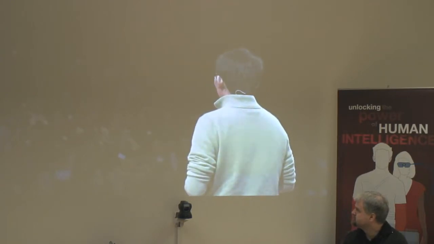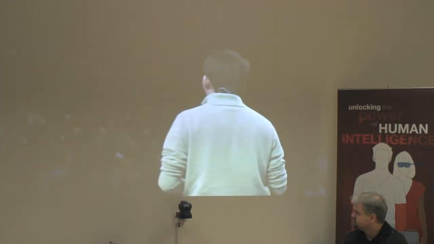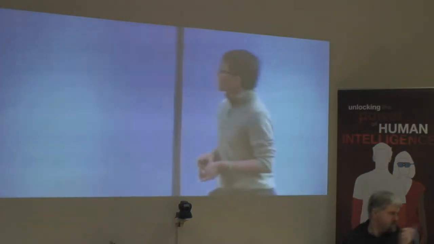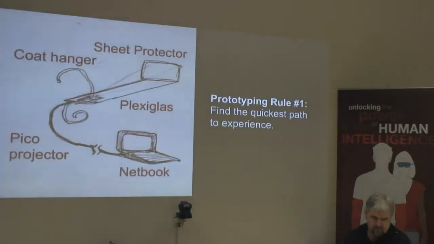Okay, a little bit on the long side. The answer is one day. And here's almost what it looks like. So basically, the magic piece is the coat hanger. The coat hanger, I bent it in a specific shape, and the top loop goes around your neck, and then the bottom loop rests against your chest.